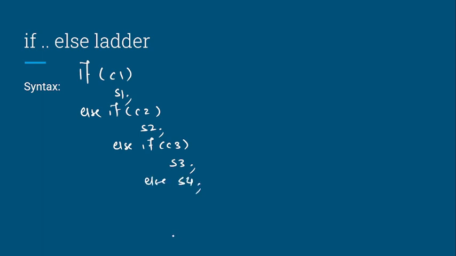I'm just finishing here. So it'll go for S4. So you can see it forms like a ladder. That is the if else ladder. It is not nested into each other, but it is flowing one after the other.